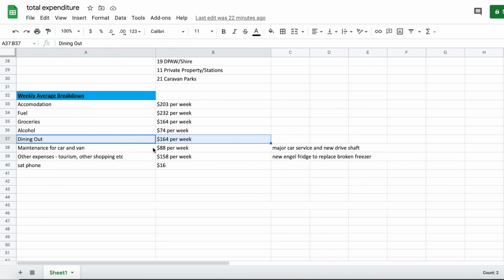Maintenance for the car and the van was $88 per week. Now that figure is skewed a little bit because we had a major car service in Karratha, which from memory was about $780. And you bought the new drive shaft, the CV shaft, which was about $600. So there's $1,400 to $1,500.